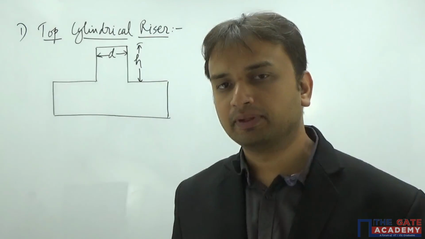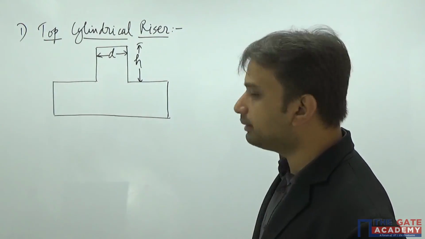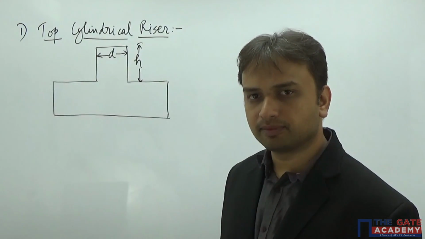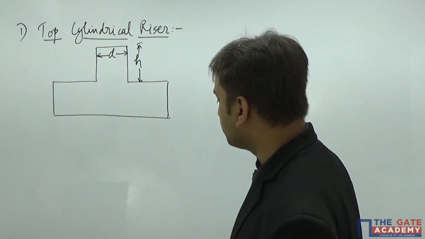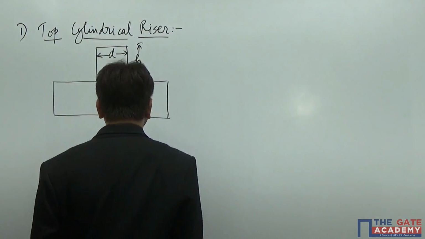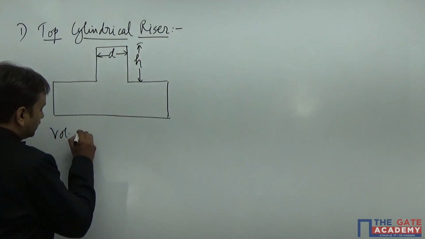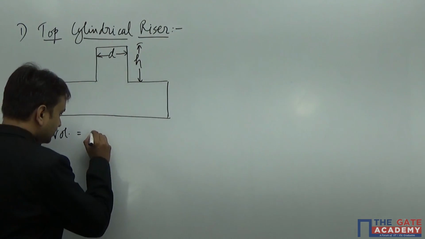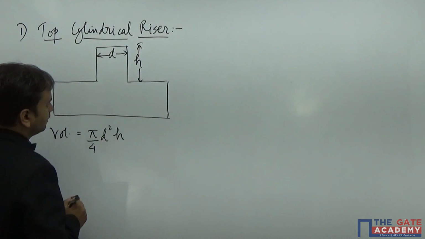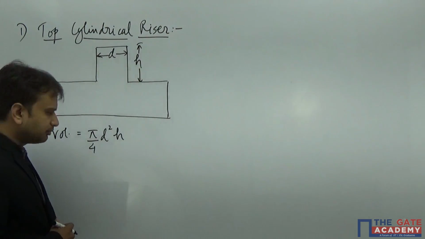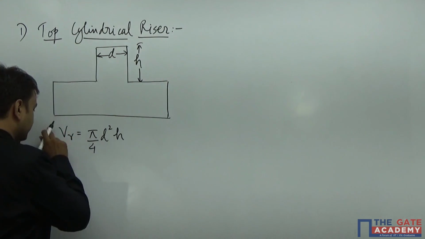Okay, fine, sir. It is a top cylindrical riser. What do we have to do now? We have to minimize the surface area, right? And for that, we are going to start with the volume. Now, what is the volume of this riser? The volume of a cylinder is pi by 4 d square h. Yes, and this is the volume of the riser. Let me call it VR.